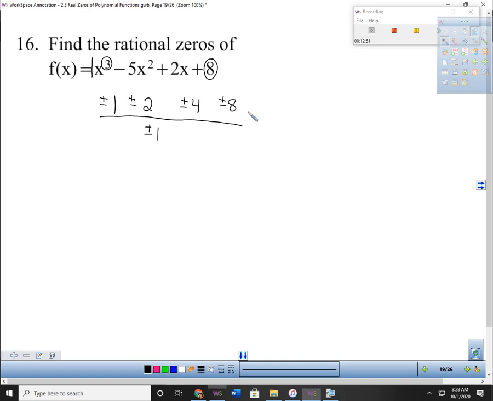Now, if I were to take everything on top and divide it by 1, then all I'm going to get is everything that's on the top. So I have plus or minus 1, plus or minus 2, plus or minus 4, plus or minus 8. So this is 8 options that we have right here. So we have to decide, okay, which one of these will work. Now, I could sit there and synthetically divide by every single one of these numbers until one of them came out to be 0. Or I could use my calculator to help with that.